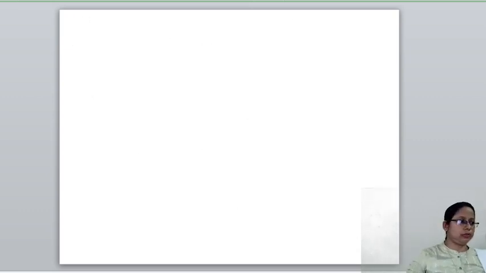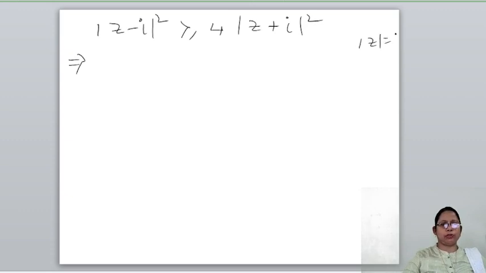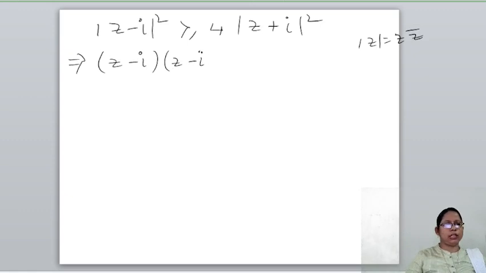In the next slide, it will be modulus of z minus i whole square greater than or equal to 4 modulus of z plus i whole square. Using the property of modulus, modulus of z is equal to modulus of z conjugate. So you will get here z minus i conjugate, 4 z plus i conjugate plus i conjugate.